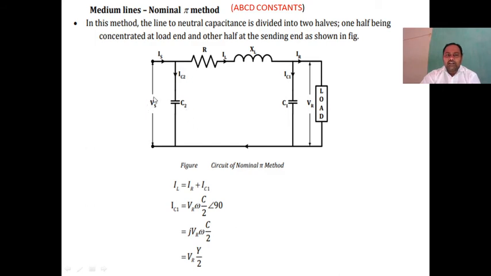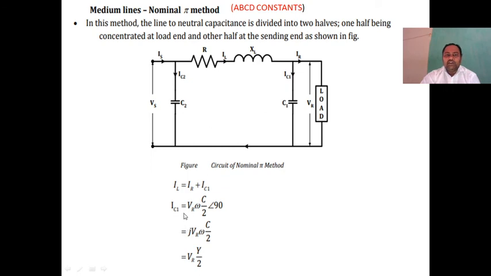Vs is the sending end voltage, Vr is the receiving end voltage. The line current IL is the vector sum of IR plus IC1. Sending end current is the vector sum of IL plus IC2. This is the line current. So the first equation, from the figure, is IL is equal to IR plus IC1.